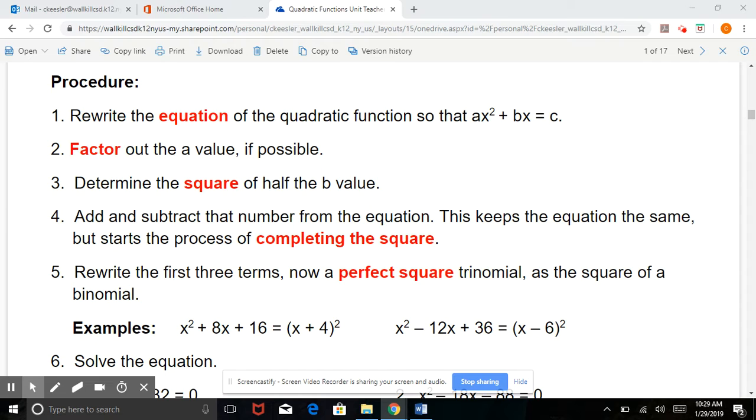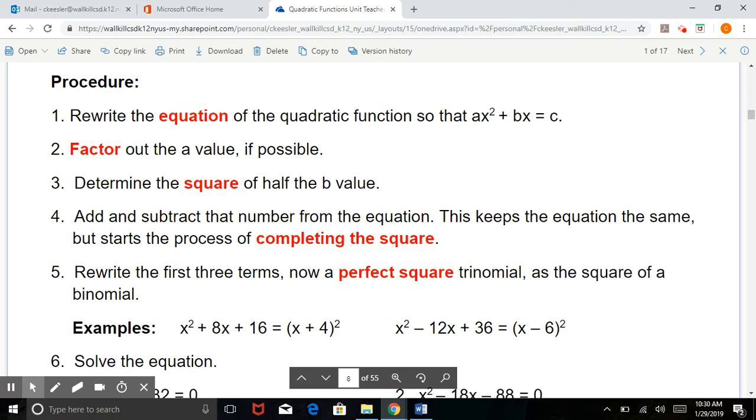Fifth, rewrite the first three terms, now a perfect square trinomial, as the square of a binomial. As you can see in the examples, x squared plus 8x plus 16 would be x plus 4 all squared. X squared minus 12x plus 36 would be x minus 6 all squared. And then sixth, solve the equation by doing opposite operations until x equals just a number.